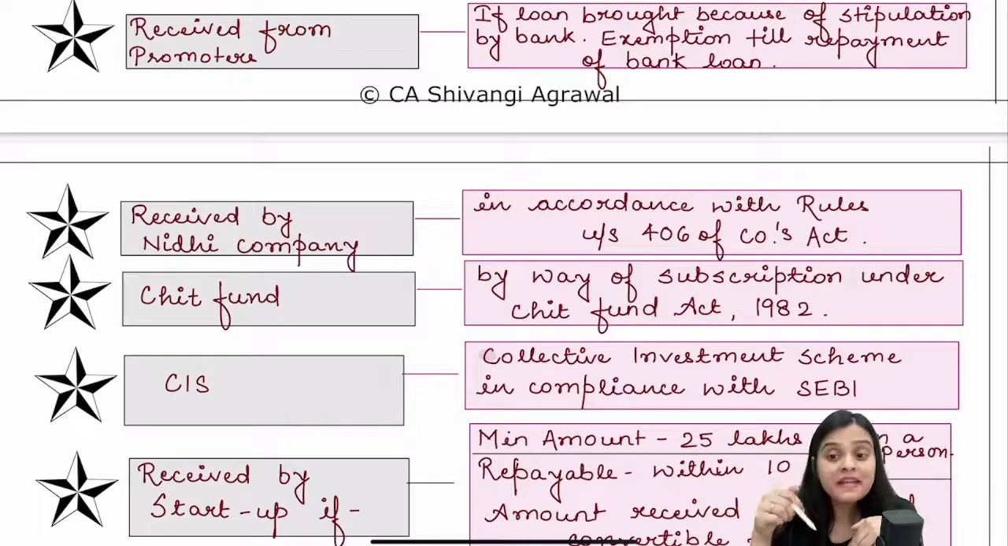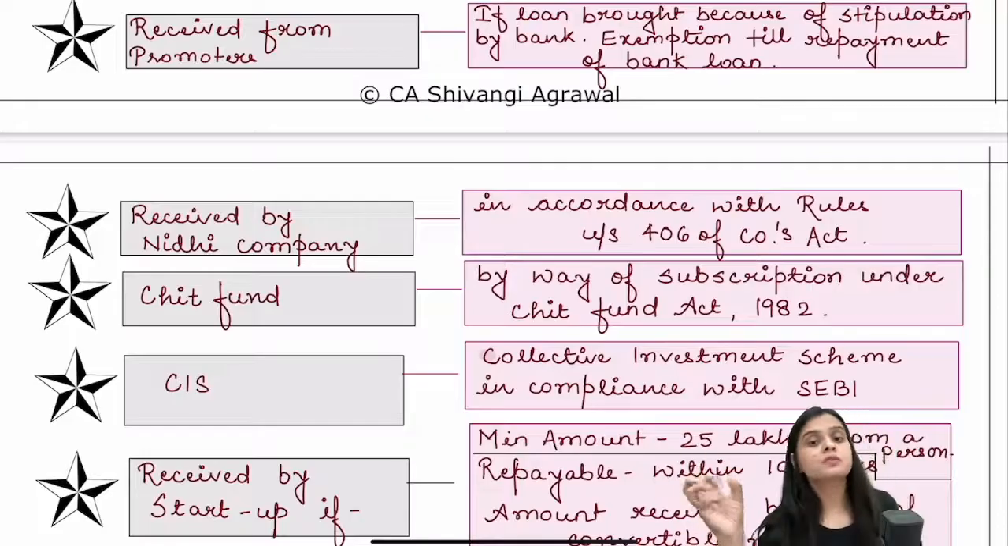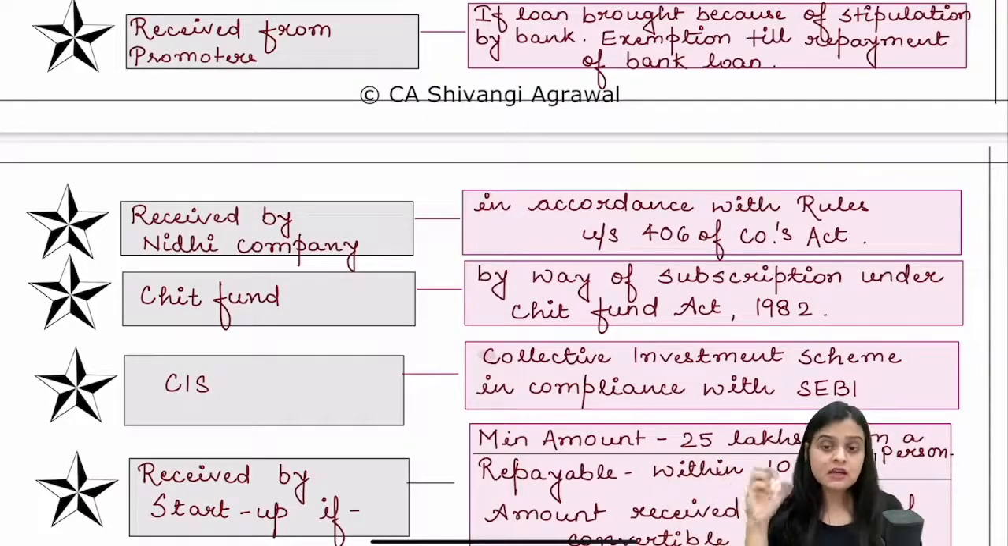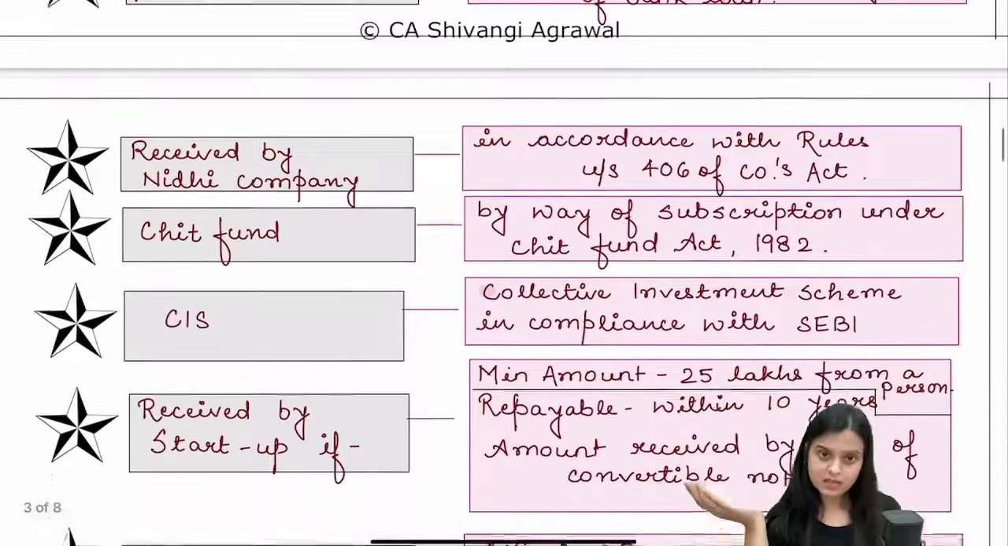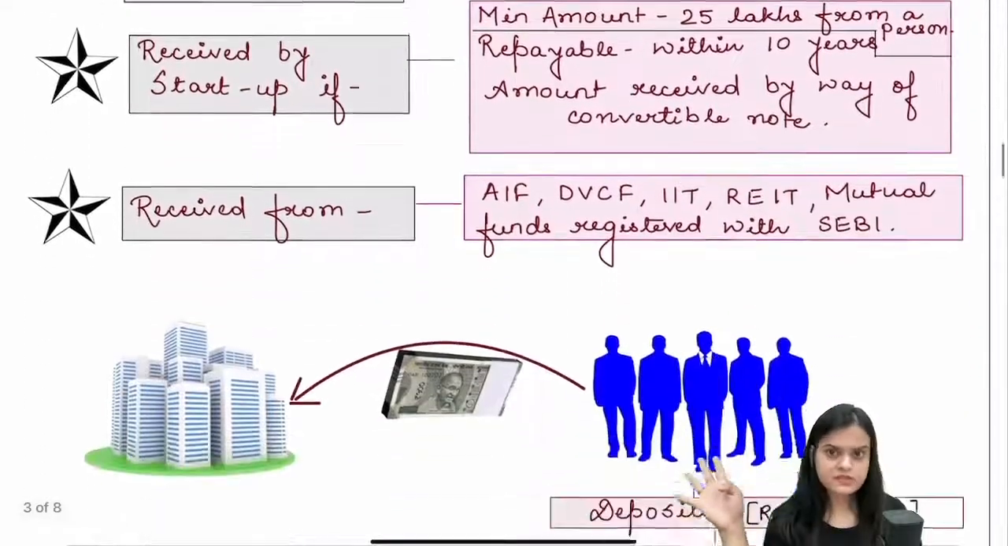So banks have placed a condition that if your promoters contribute, then only I will pay the loan. So if the loan is brought by the promoters as a stipulation by bank, then till the bank loan is repaid, the promoters also have to pay that amount, and company cannot repay it back. So till that time, the amount received from the promoters will not be treated as deposits. After that, it will be treated as chit fund, nidhi, CIS, not deposits.